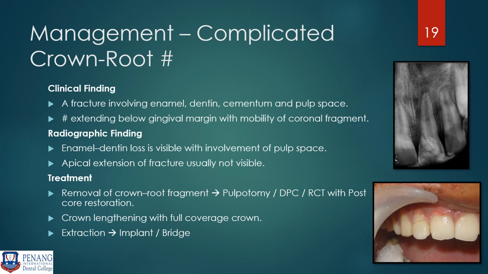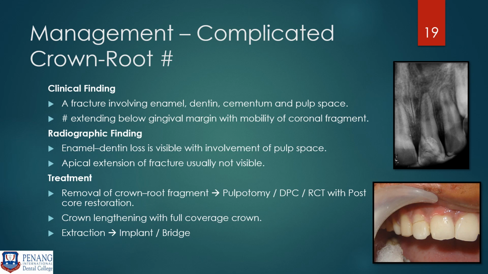We remove the crown fragment, and then if possible, restore. If the root is having open apex, we go for a pulpotomy or direct pulp capping, or if the apex is closed, we can go for a root canal treatment and a post and core restoration. Post and core restoration is required because the loss of the crown needs support, and post and core is the best support that can come from within the tooth. So this will require root canal. There's no two ways about it.